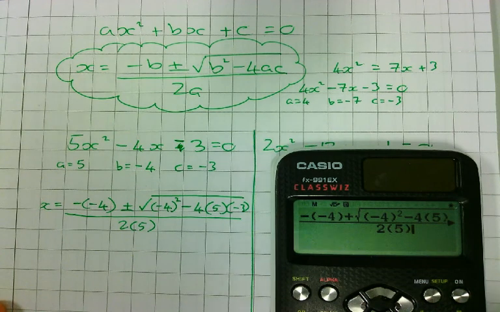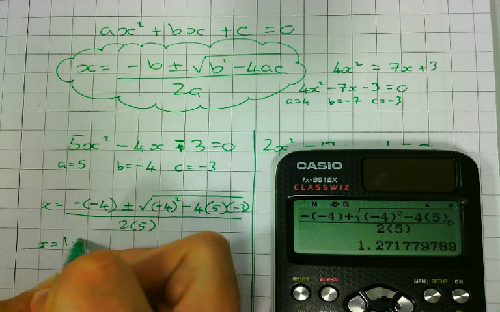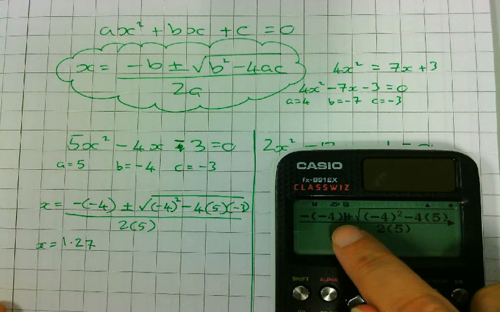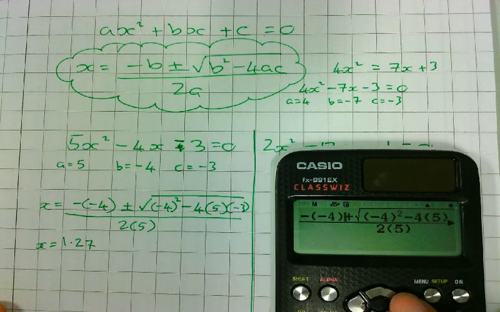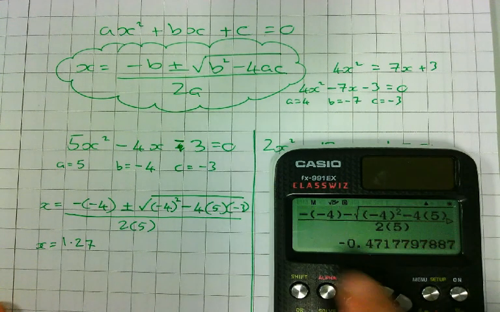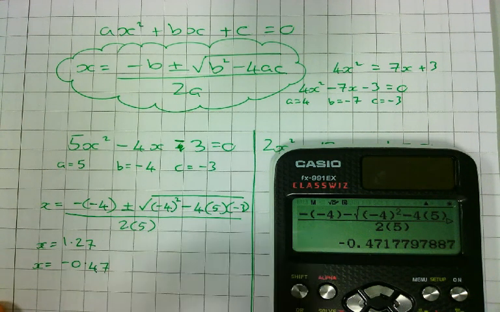So when I press equals, I get one answer of x equals 1.27. Then I can go back through all this to where the cursor is flashing by the plus, delete it, change it to a minus, press equals again, and it will give me my second answer of x equals minus 0.47. Right, pause the video and have a go at this one, please.